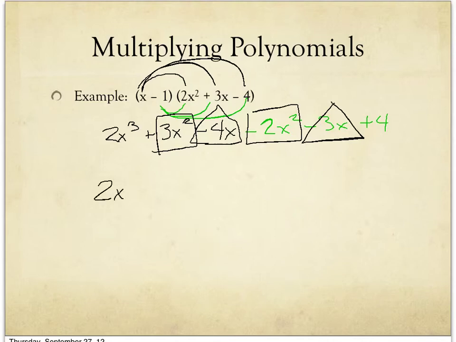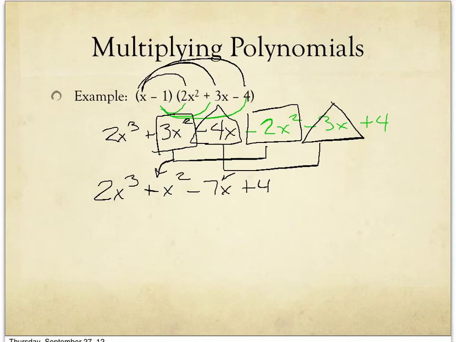So I'll end up with 2x cubed plus x squared minus 7x plus 4. And I got this by combining this, and this by combining those. So take a look at that and make sure you understand that and can do it with me.